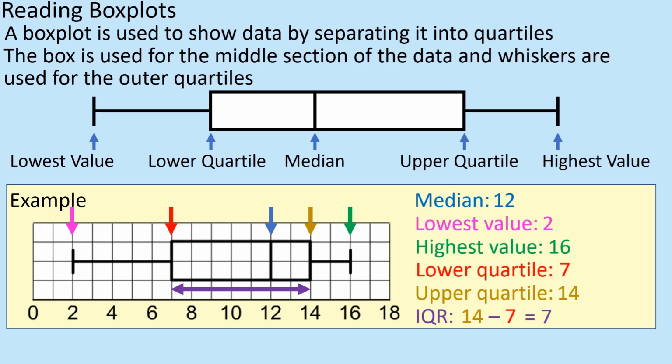So that would be called the interquartile range. I'll say it one more time because it's not on the diagram: an interquartile range. Okay? And that's reading box plots, essentially.